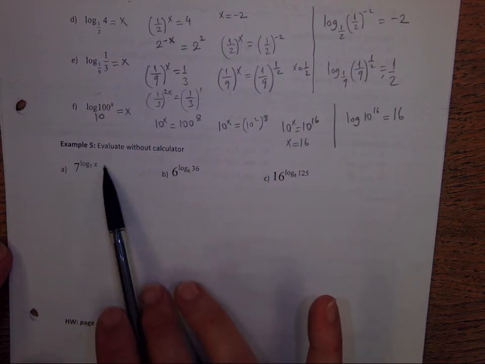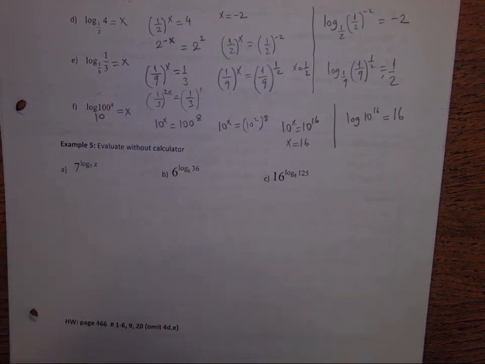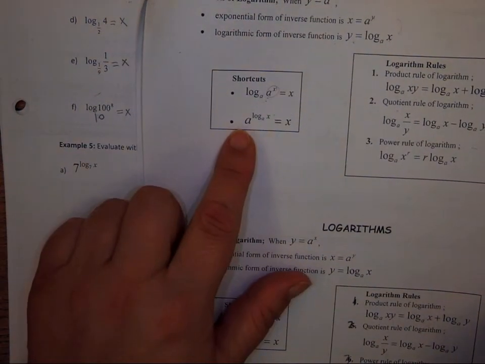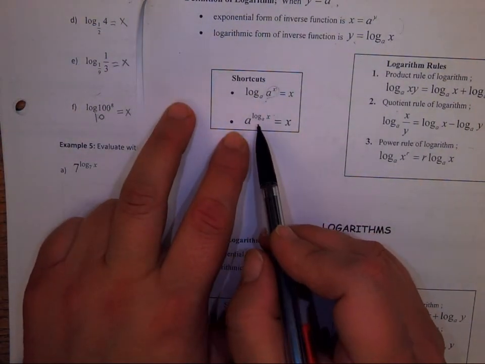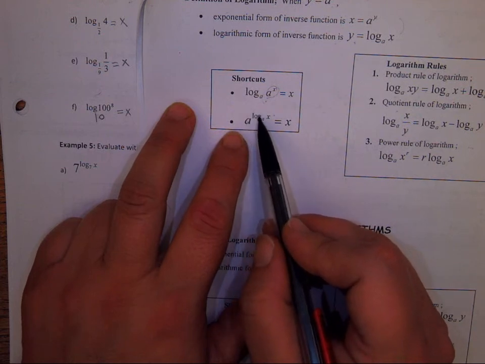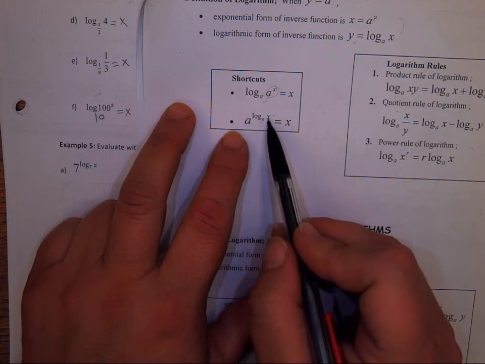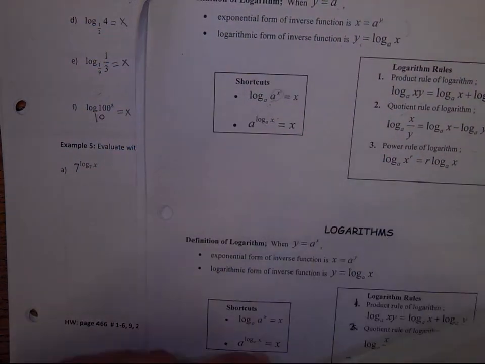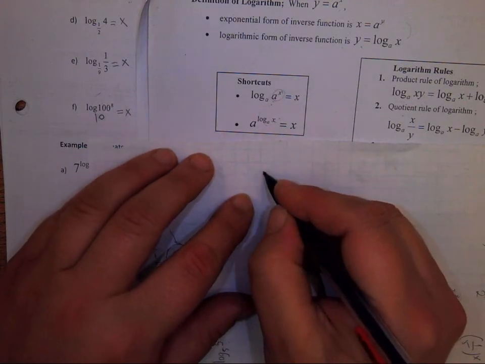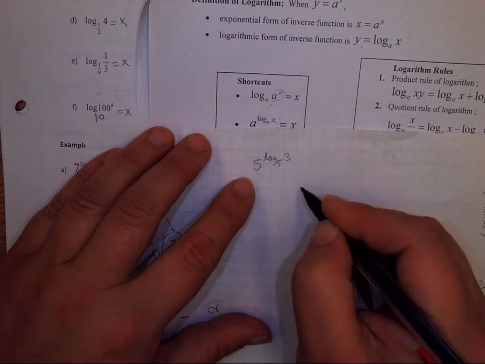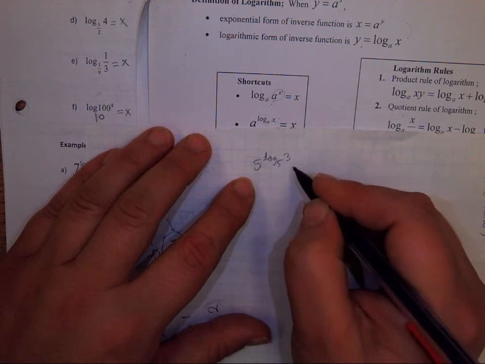Next one is another shortcut that we use. If you have 7 to the power of, and that shortcut is here, I told you that I would come back to it. If you have a to the power of logarithm base a of x, that results in x. Let's say you have 5 to the power of log base 5 of 3, the answer is 3.